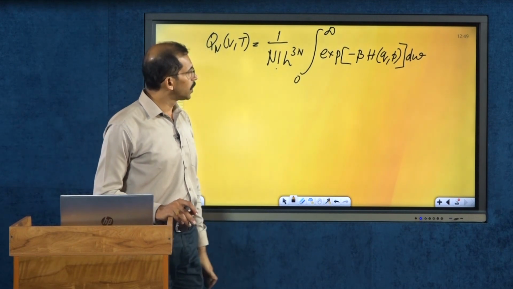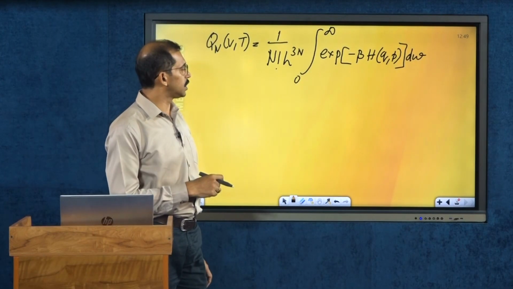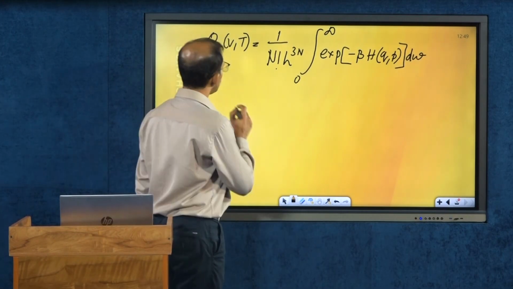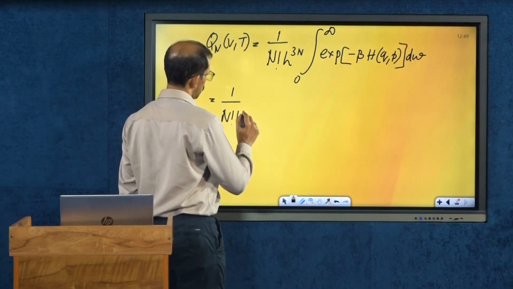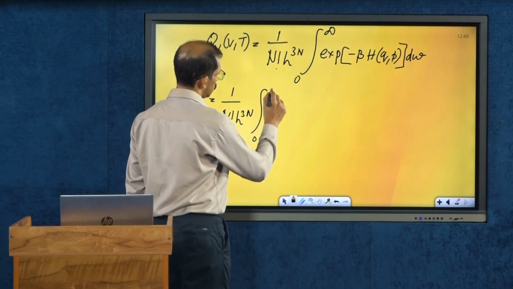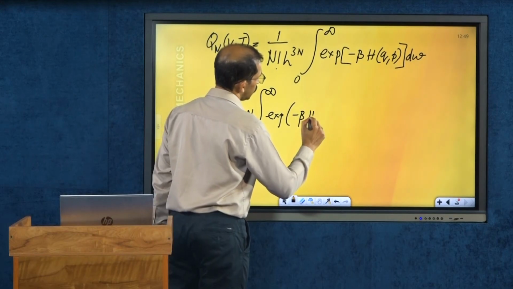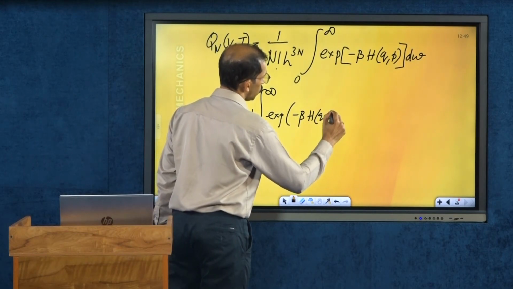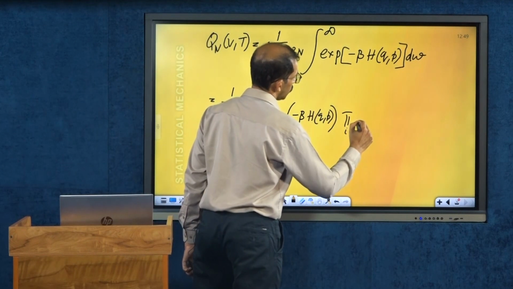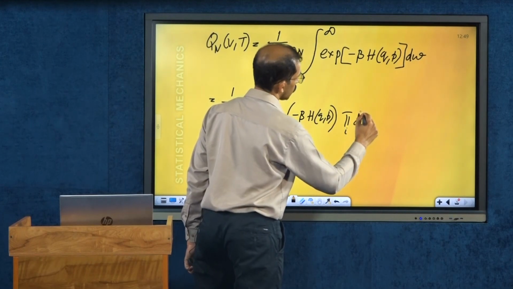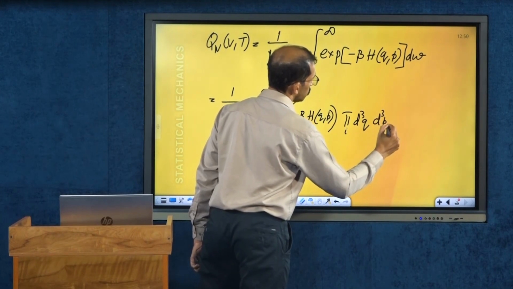So, let us separate them in that expression. So, how do I modify that? Then in that case I can write this as equal to 1 by n factorial h raised to 3n, integral 0 to infinity, exponential minus beta H of q, p, product over i, d cube q d cube p.